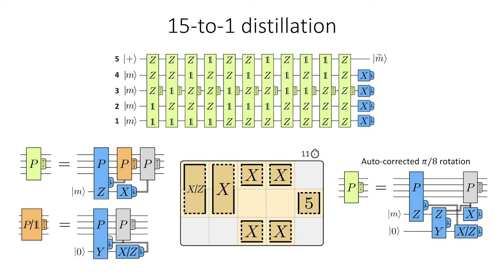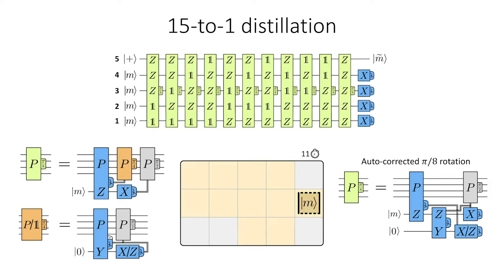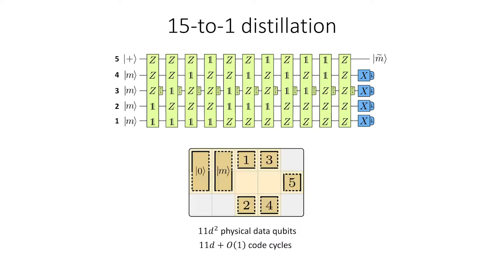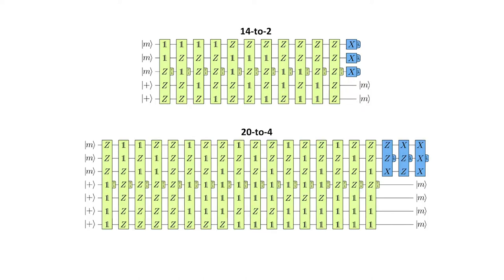You measure these qubits 1, 2, 3, and 4 in the X basis. If the outcomes are plus 1, you've distilled a magic state, using 11 tiles for 11 time steps, or in other words, using 11 d^2 physical data qubits for roughly 11 d code cycles. Now this was 15-to-1 distillation, but there are actually many more protocols that basically look the same way. They are also sequences of Z-type pi/8 rotations.